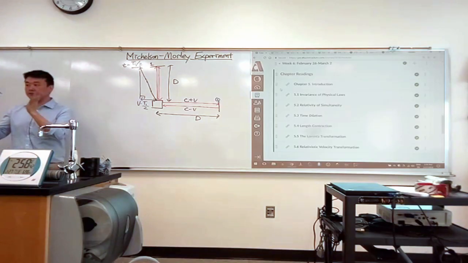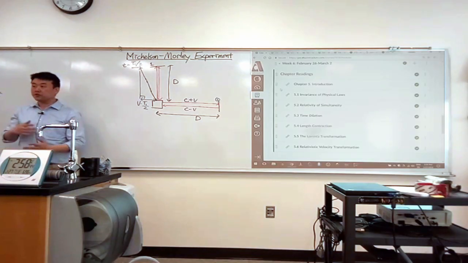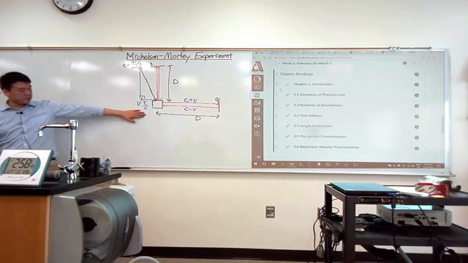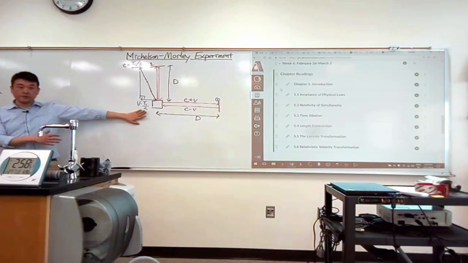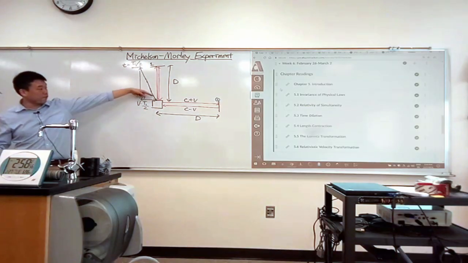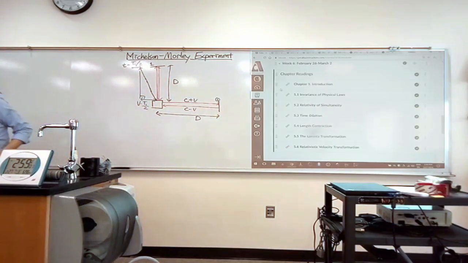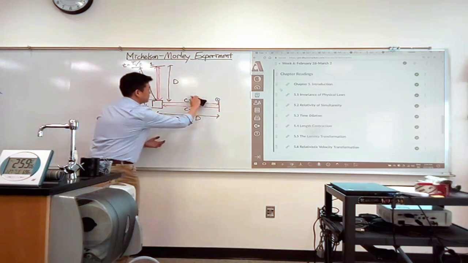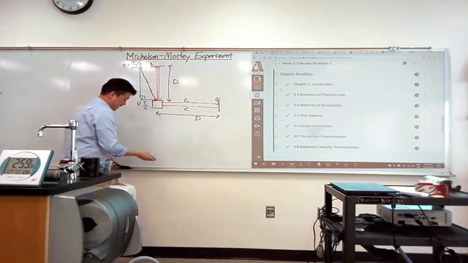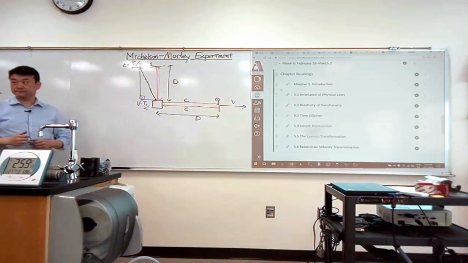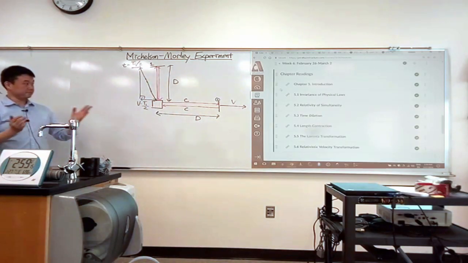So this is what I want to be able to enforce. This is trying to make our theories agree with the experimental result that no shift of interference fringe was seen. There's no apparent difference in time of round trip this way and round trip this way when this entire apparatus is moving this way with the speed v. Good?